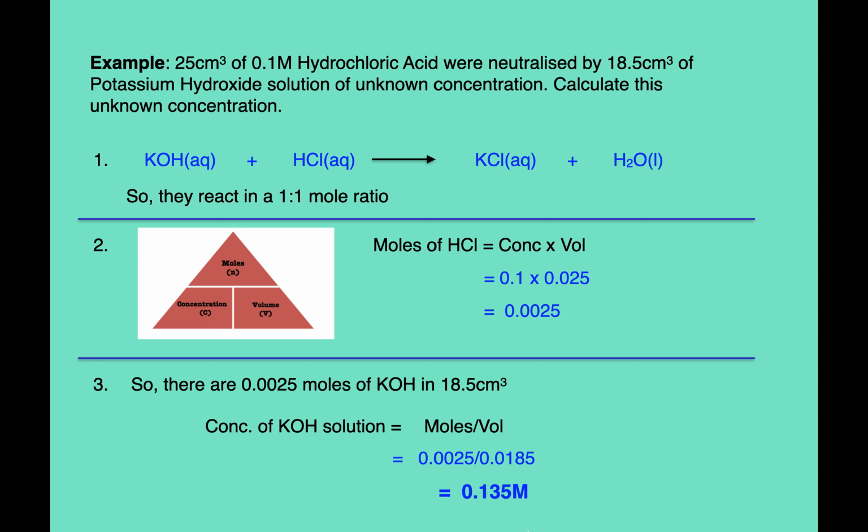Okay. Now that makes sense because this is when I go back and check it. My concentration of my acid was 0.1 molar. This says that the KOH has got a slightly higher concentration, 0.135 molar. But we had to add less of the potassium hydroxide than of the hydrochloric acid. We had to add 18.5 centimeter cubed instead of 25. So it makes sense that the potassium hydroxide is slightly more concentrated so that the two of them balance out.